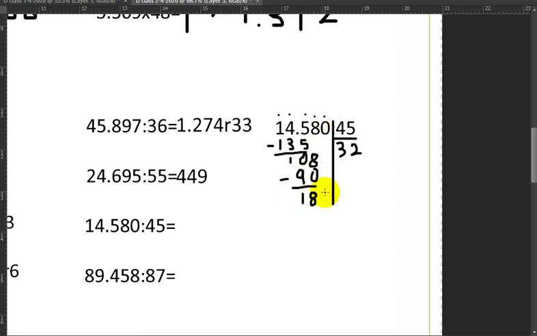I pull down the 0. And I say, how many times does 5 go into 18? That would be 3 times. I've already done this multiplication. 3 times 45, I know it gives me 135. If I do this subtraction, I'm going to get 45, which is exactly equal to my divisor. So I need to go back and try one more. Instead of 3 times, I'm going to try 4 times. 4 times 45 gives me 180. So my answer is 324 with 0 remainder.